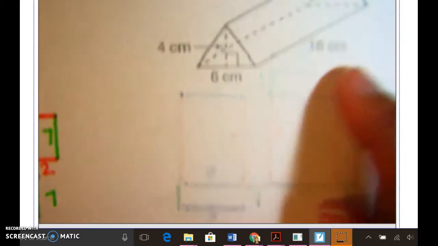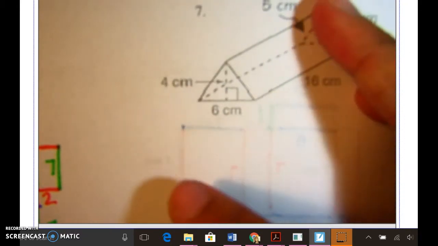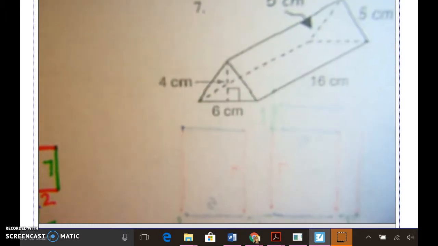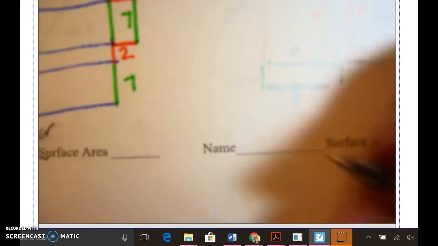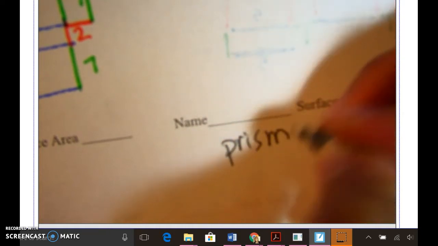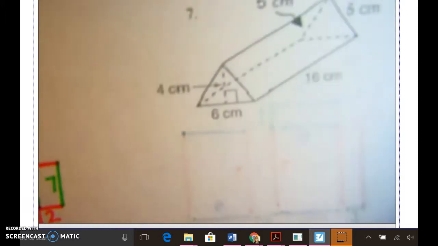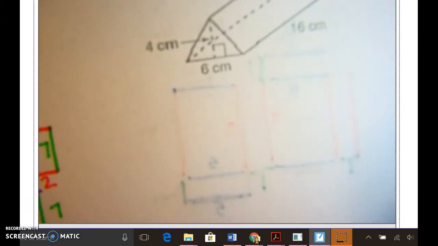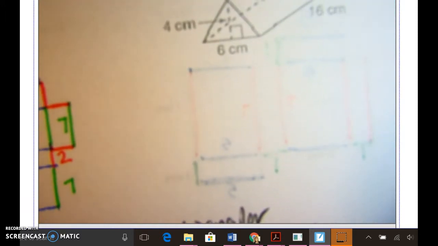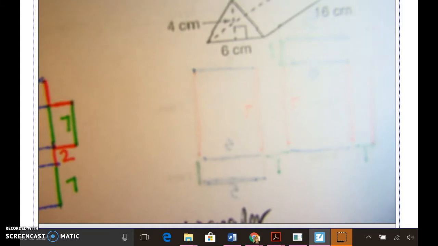Okay, so again, we have rectangles going all around, but my bases are triangles, so it's a triangular prism. It's a prism, and you name it by its base, triangular. And you need to draw a net. It helps me to use different colors. If you don't want to use color pencils or highlighters, use whatever you want.